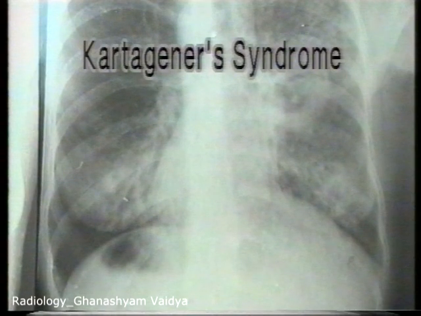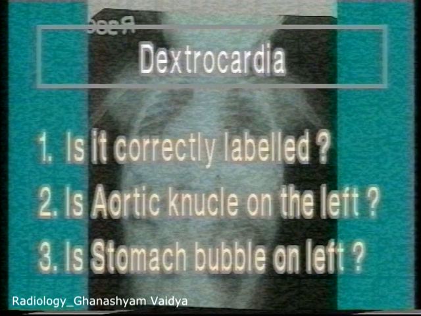So, in a case of dextrocardia, first check that the X-ray is correctly labeled. Confirm that the aortic knuckle is on the right. If the aorta is on the left, then it is not dextrocardia, but a normal heart pulled to the right by a lung pathology. Then check the stomach air bubble and liver. If they have changed their positions, then it is situs inversus. If situs inversus is present, look for changes of bronchiectasis in the lung fields.